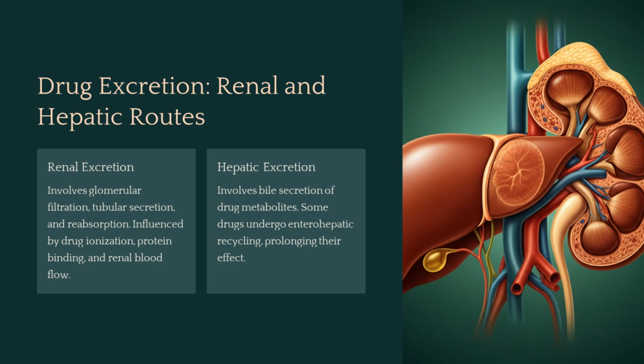Drug excretion occurs through renal and hepatic routes. Renal excretion involves glomerular filtration, tubular secretion, and reabsorption, influenced by drug ionization and blood flow. Hepatic excretion involves bile secretion and enterohepatic recycling, prolonging drug effects.